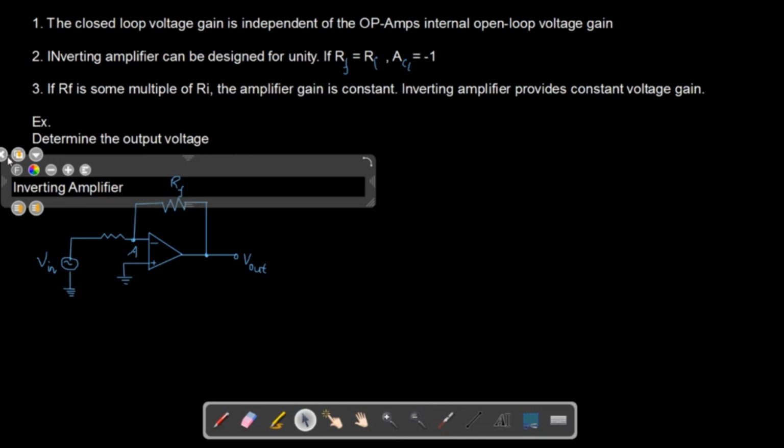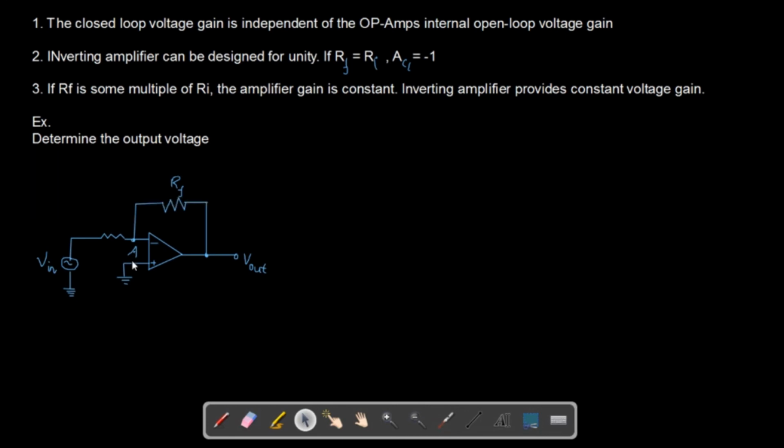So we have a circuit here. I'll not label Rf and Ri; during the exam you have to understand the values. Let's say we have an input voltage of 2.5 millivolt, and Ri is 2 kilo ohm, and Rf is 200 kilo ohm. So you see Rf is 100 times greater than Ri. We've got Vin and Vout.